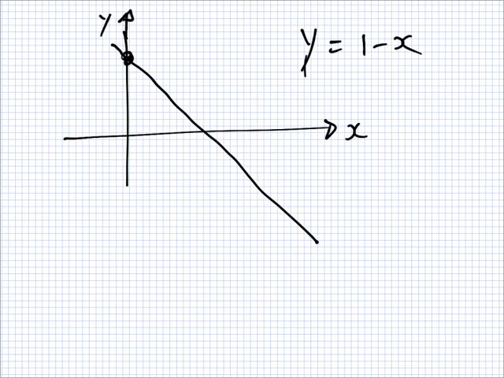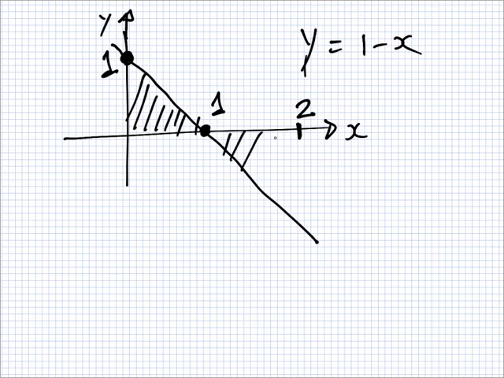What's this point here? 1. And this point here? What number? 1. Okay, and let me just mark off 2 here. So I would like this area and this area here. Okay? So there are 2 integrations to do.